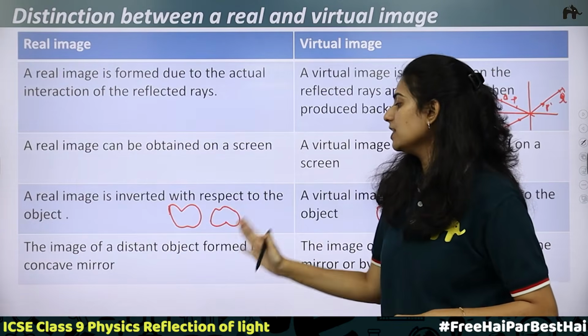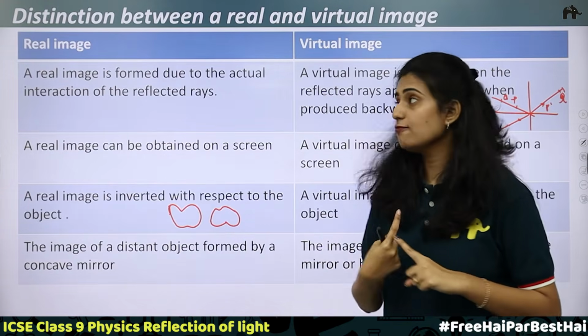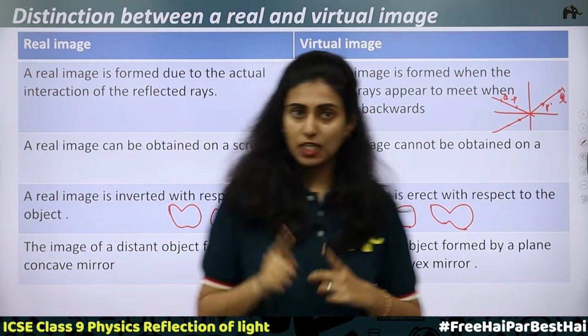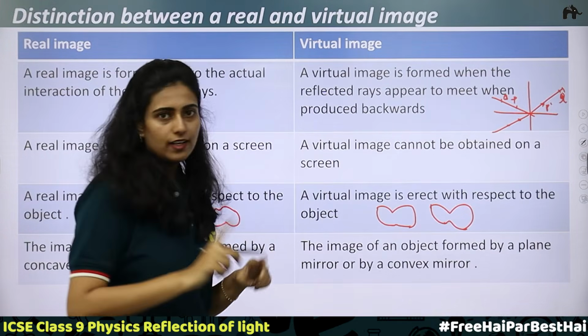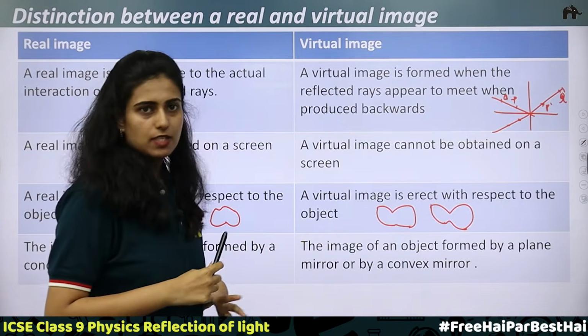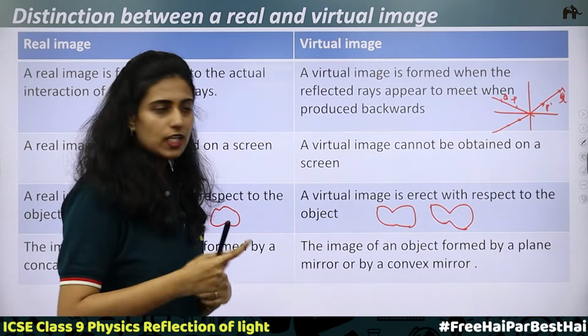The image of a distant object formed by a concave mirror is an example of a real image, and it can be obtained on a screen. The image formed will be an inverted image. The image of an object formed by a plane mirror or by a convex mirror, convex mirror is also a type of spherical mirror.